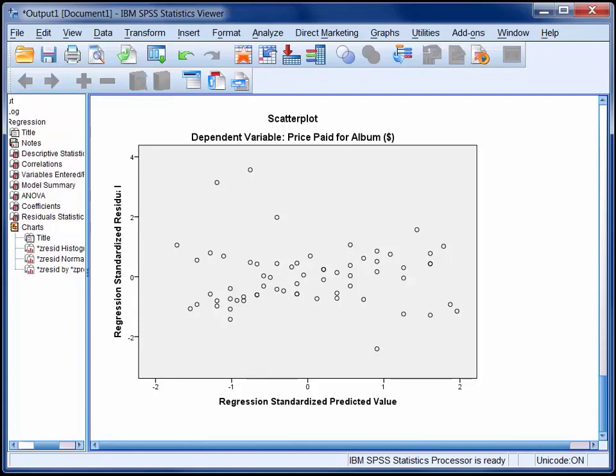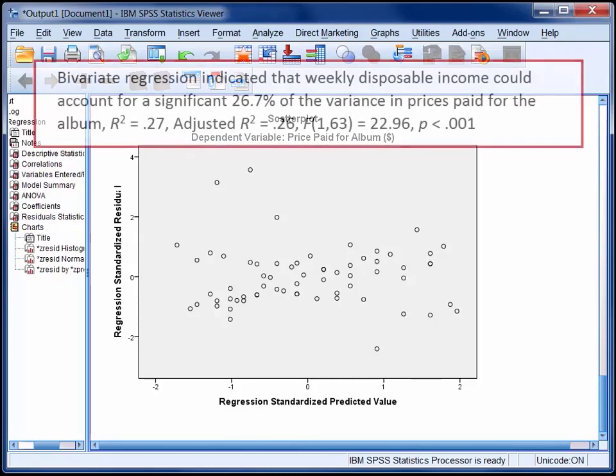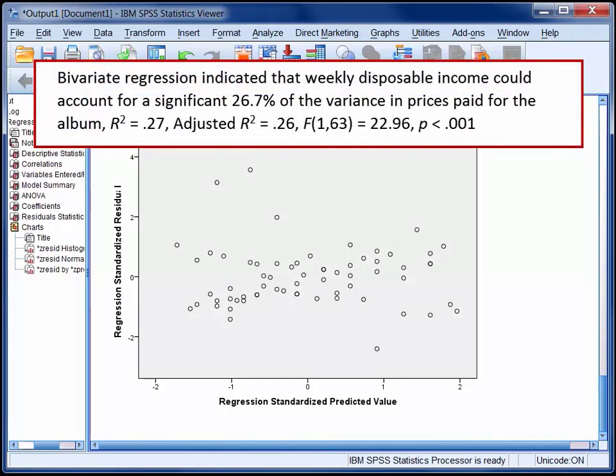Now, putting aside the assumptions, which you can learn more about in StatHand, this is how you might summarize the results of these analyses. So bivariate regression indicated that weekly disposable income could account for a significant 26.7% of the variance in prices paid for the album.